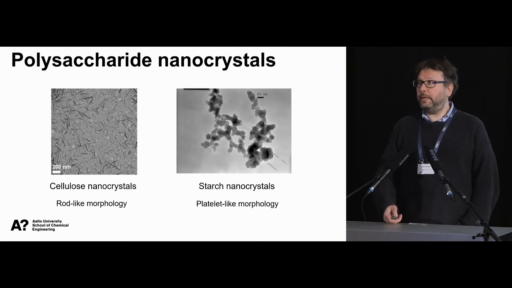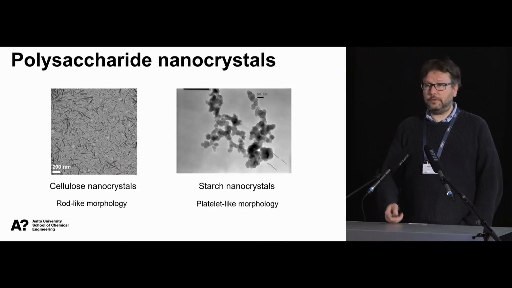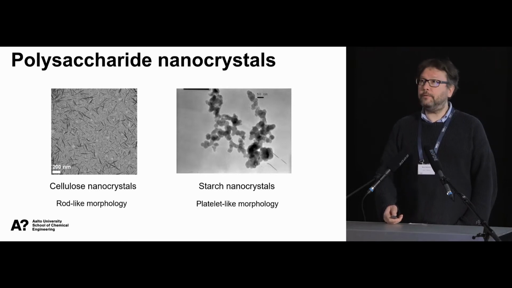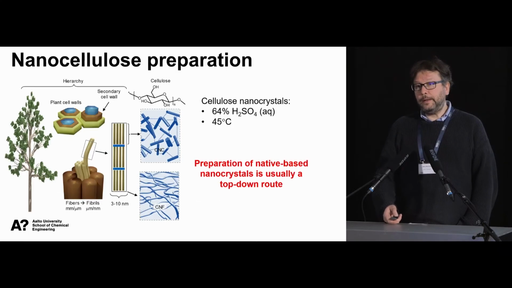Now, these are familiar figures, especially the one on the left here, cellulose nanocrystals. They have a rod-like morphology. They have been, let's say, en vogue since Derek Gray found out that they spontaneously form chiral nematic liquid crystals in the early 1990s. You can extract nanocrystals also, for example, from starch. They have a platelet-like morphology. They are not as fashionable maybe as cellulose nanocrystals, but they are there.